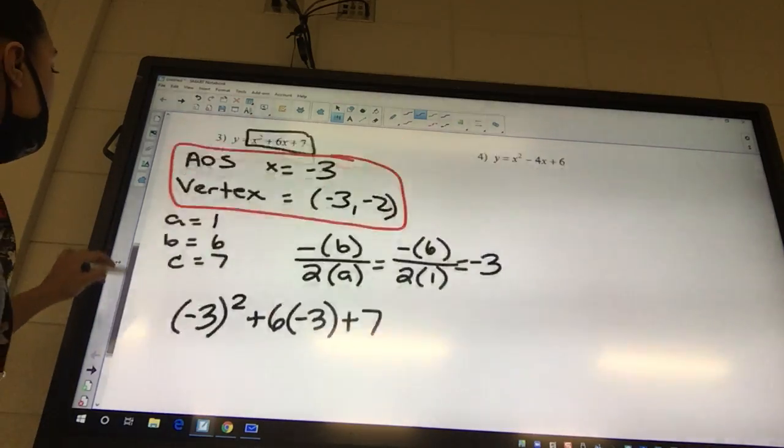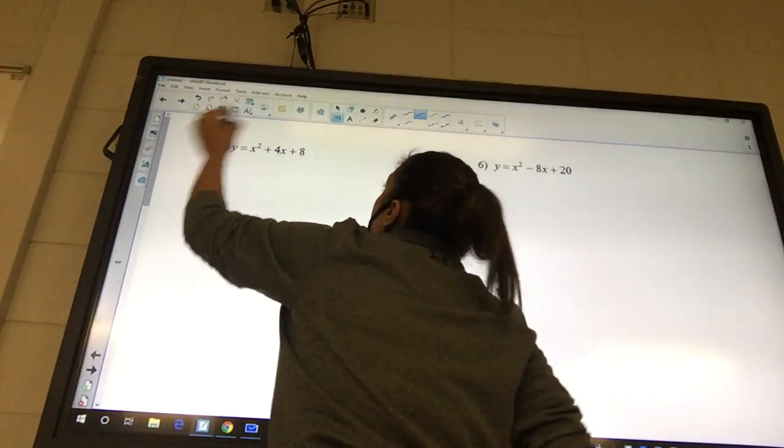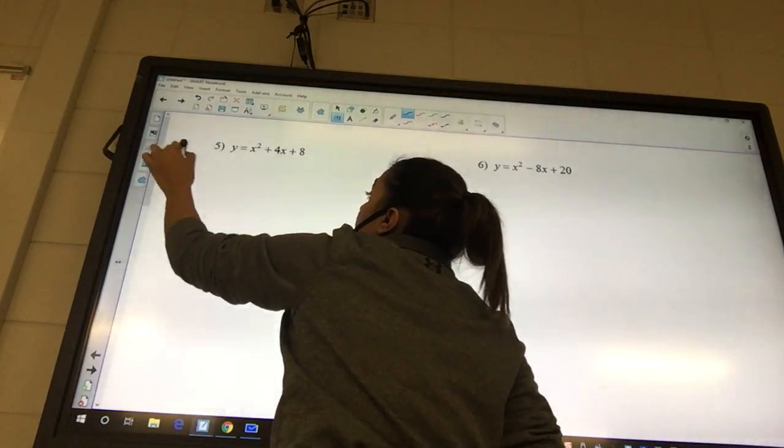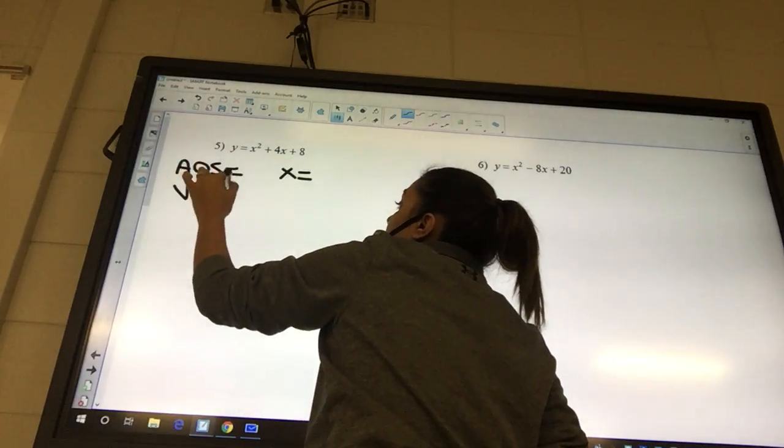Okay, look at 5. We're going to have our axis of symmetry, which is always x equals, and our vertex.